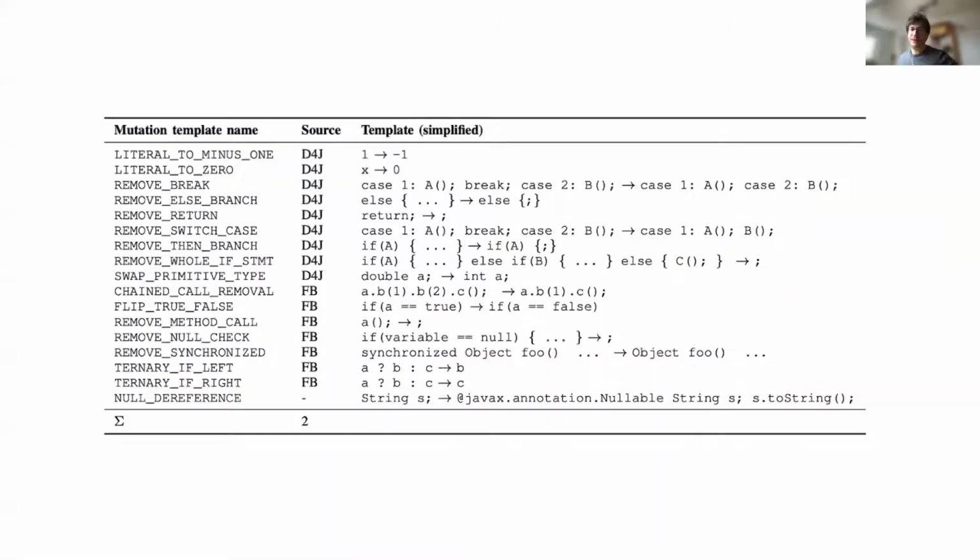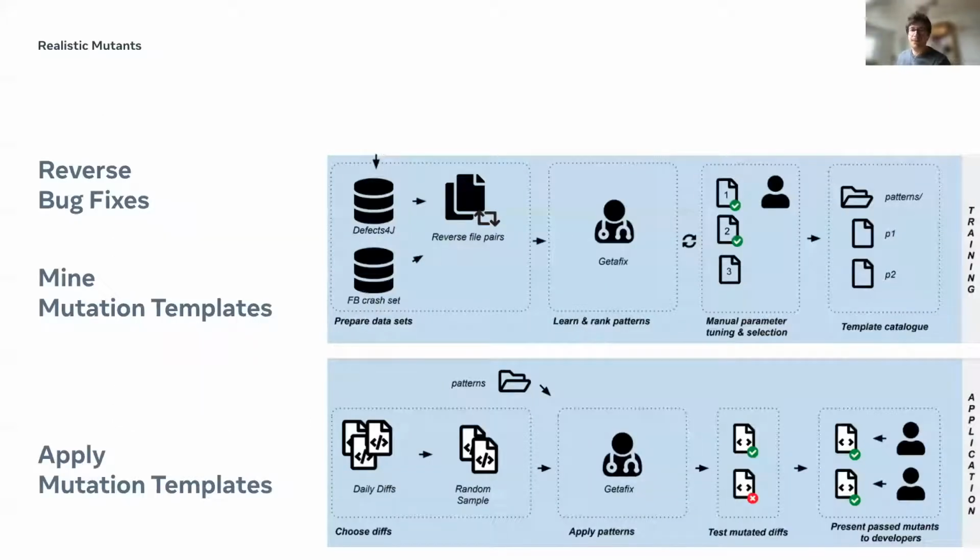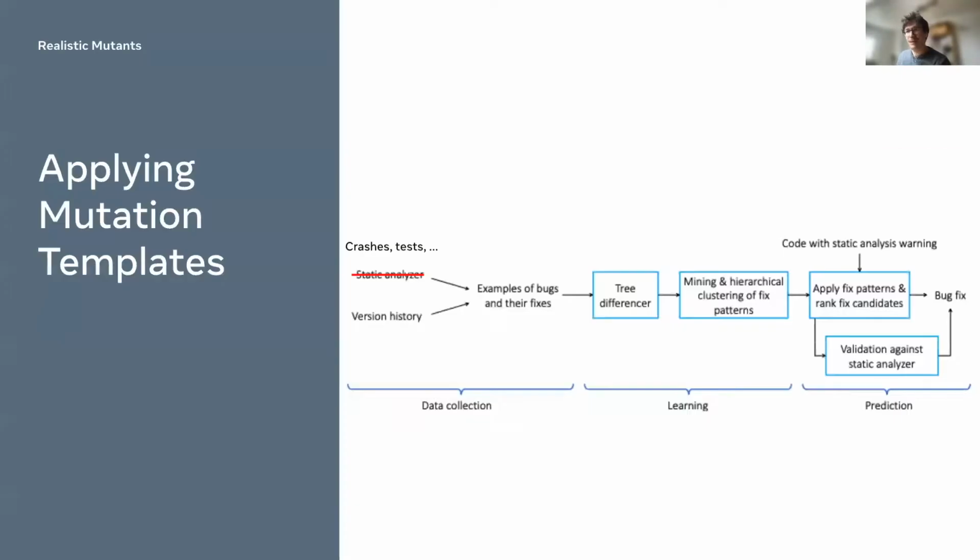In our case study, what we ended up with was learning 17 mutation templates from our dataset of reverse bug fixes. Some are as simple as traditional mutation operators, such as changing a literal 1 to -1. Some are more complex, such as removing an entire null check. With these mutation templates, the next step is to apply them to generate mutants. Again, we have to modify GetAFix a bit.